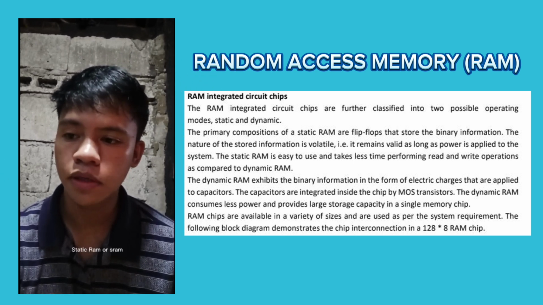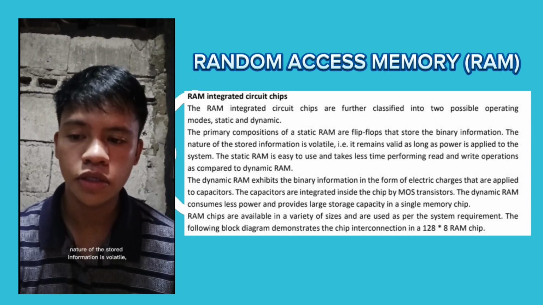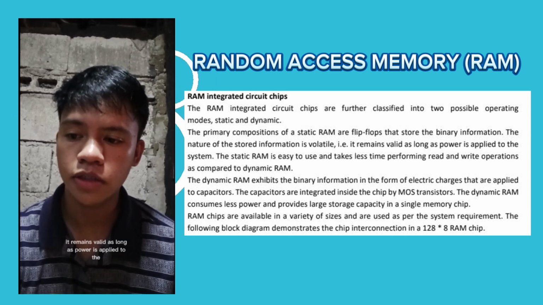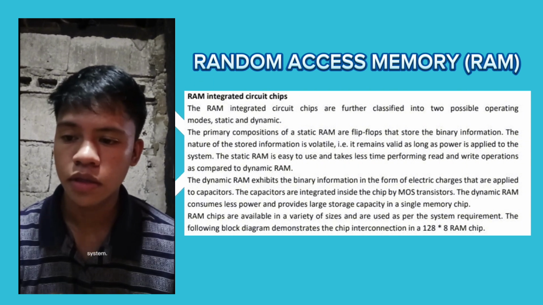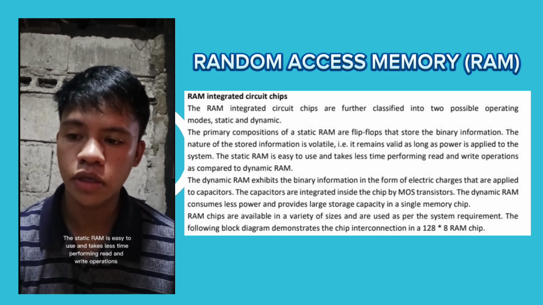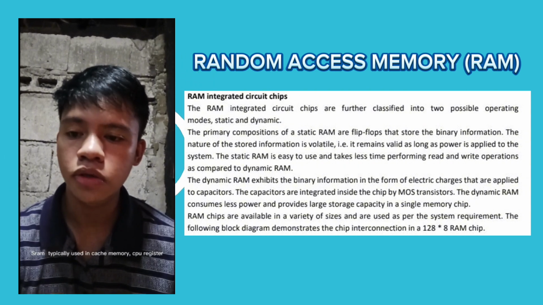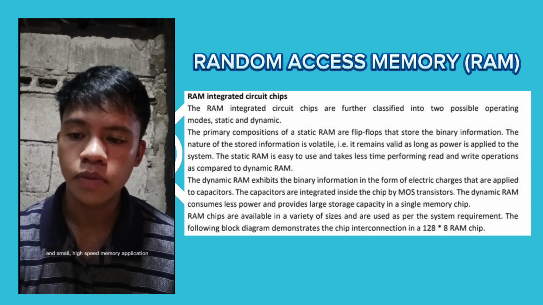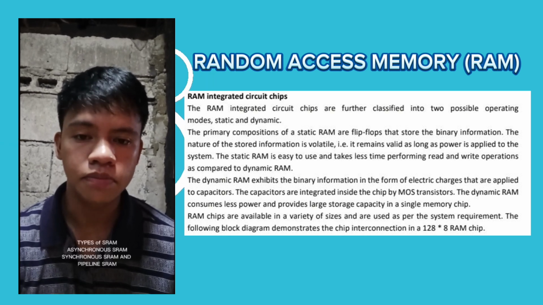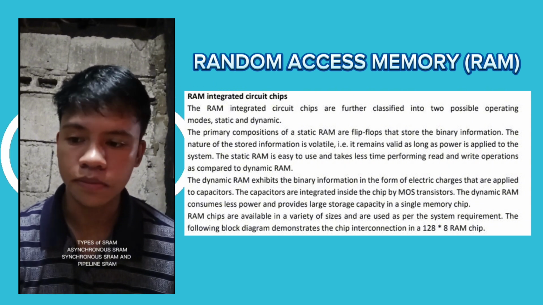Static RAM, or SRAM. The primary composition of SRAM is flip-flops that store binary information. The nature of the stored information is volatile. It remains valid as long as power is applied to the system. Static RAM is easy to use and takes less time performing read and write operations as compared to dynamic RAM. SRAM is typically used in cache memory, CPU registers, and small, high-speed memory applications. Types of SRAM: asynchronous SRAM, synchronous SRAM, and pipeline SRAM.